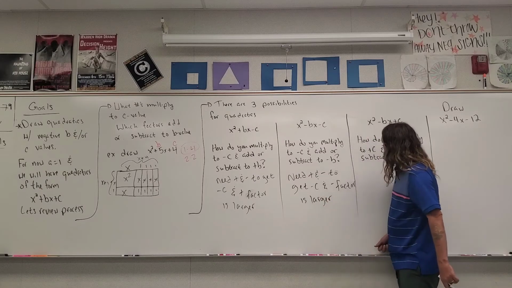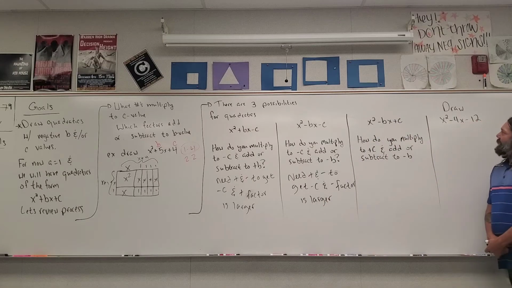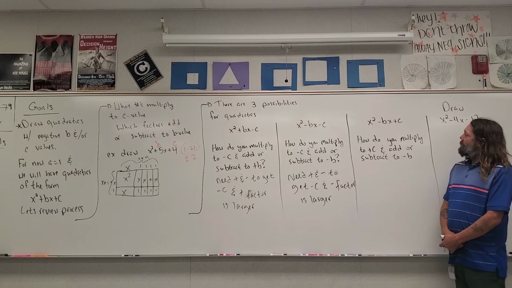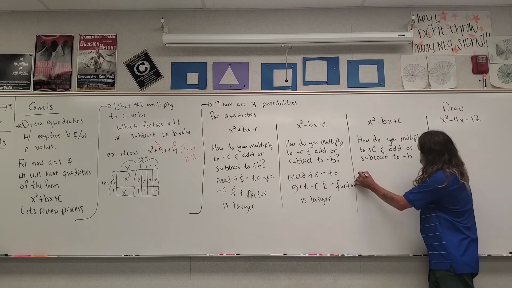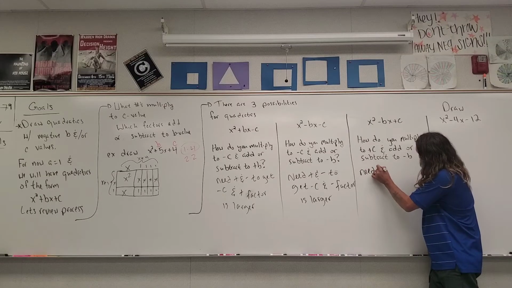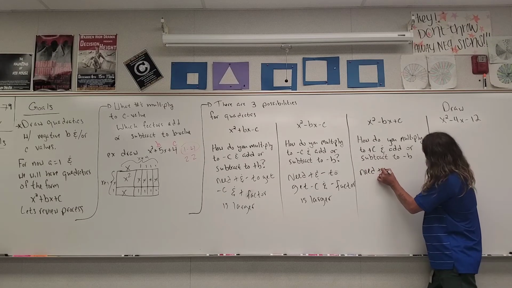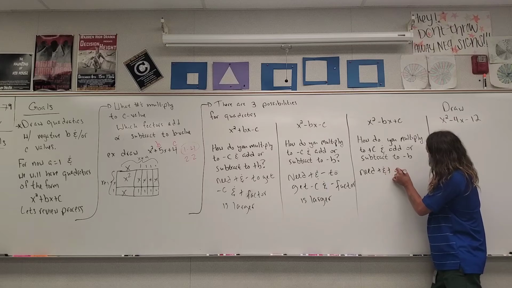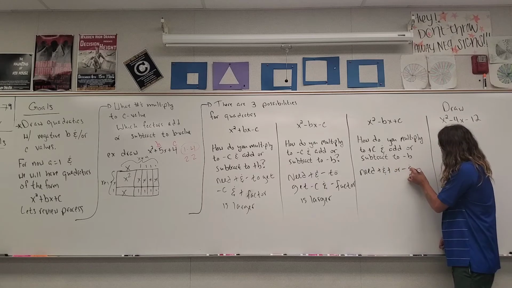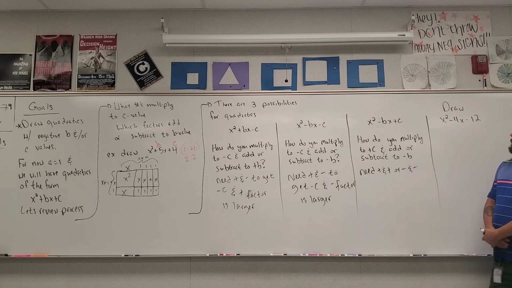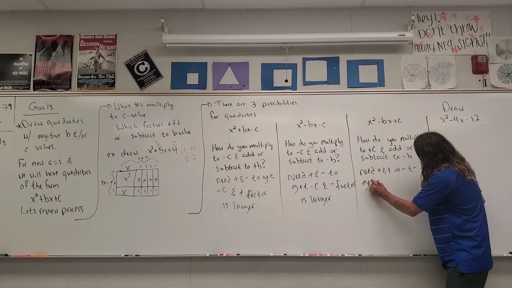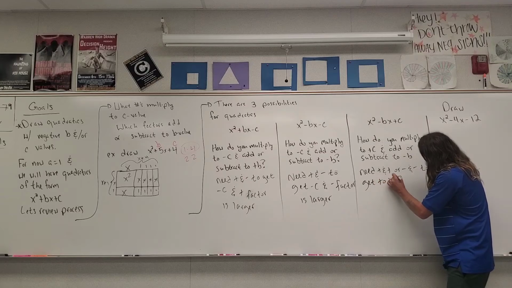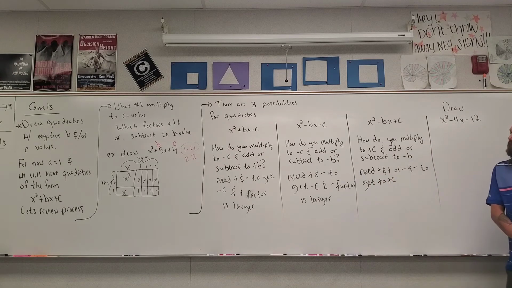And the last possibility here is x squared minus b plus c. So how do you multiply to a positive c? Well, there's 2 ways that you can multiply to a positive c. You need a positive and a positive, or a negative and a negative. Now, this is how we're going to get to a positive c. Now the question is, how do I get to a negative b? And that's, both factors have to be negative.